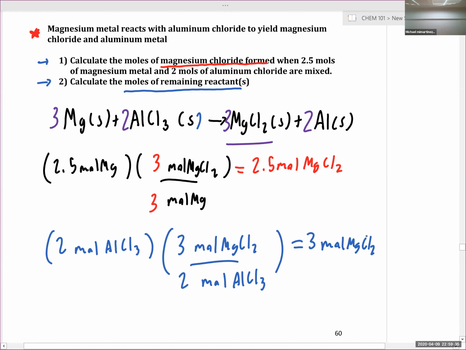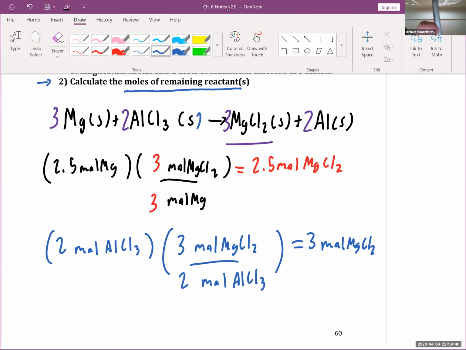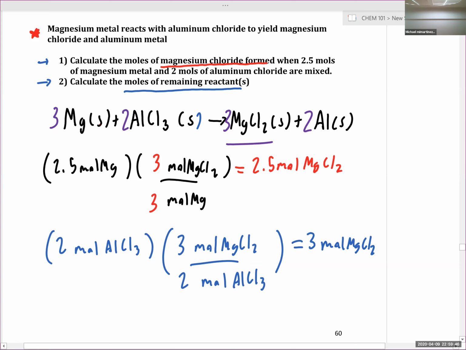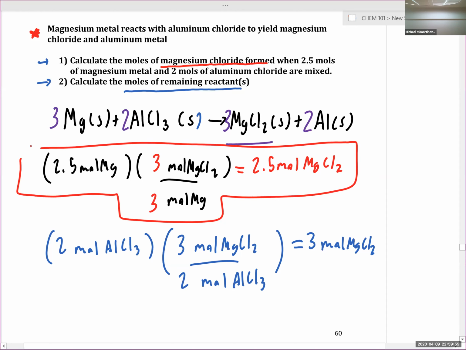Now, comparing the amount of product produced from each of our reactants, which reactant is limiting? Magnesium or aluminum chloride? Magnesium, exactly right. One thing I want you to keep in mind, magnesium chloride is the product, but what I'm asking is which reactant is limiting. So in this case, this amount of magnesium chloride is produced from magnesium, ergo we conclude magnesium is limiting because it generates less product when it completely reacts. Does that make sense?